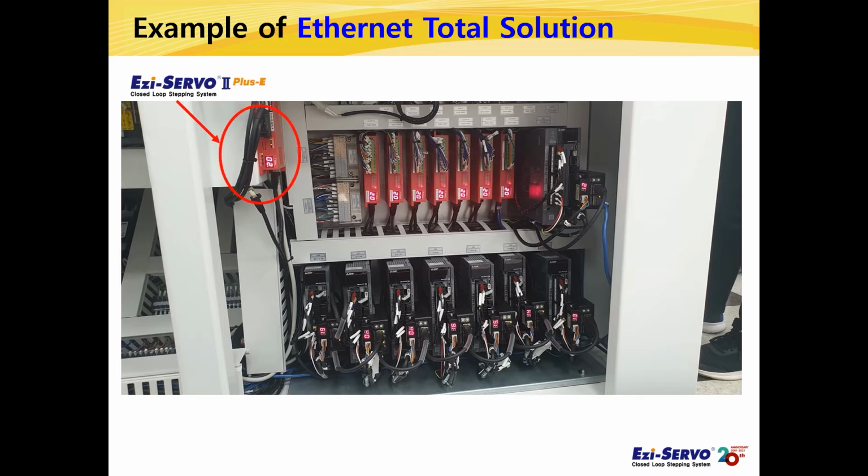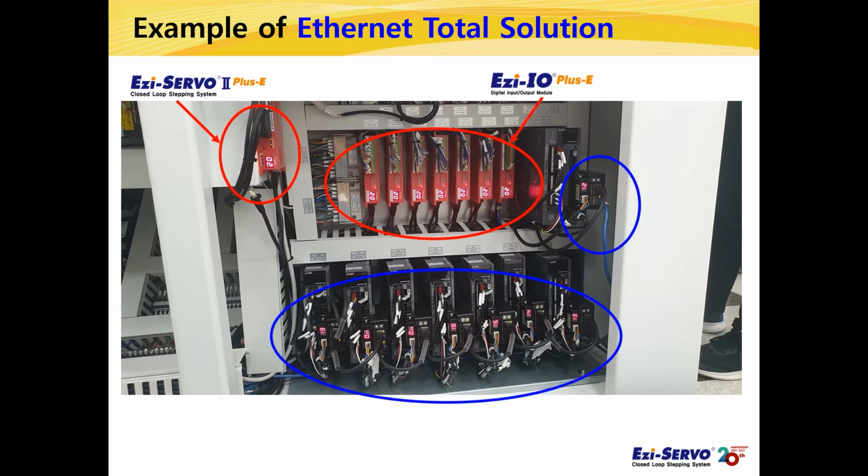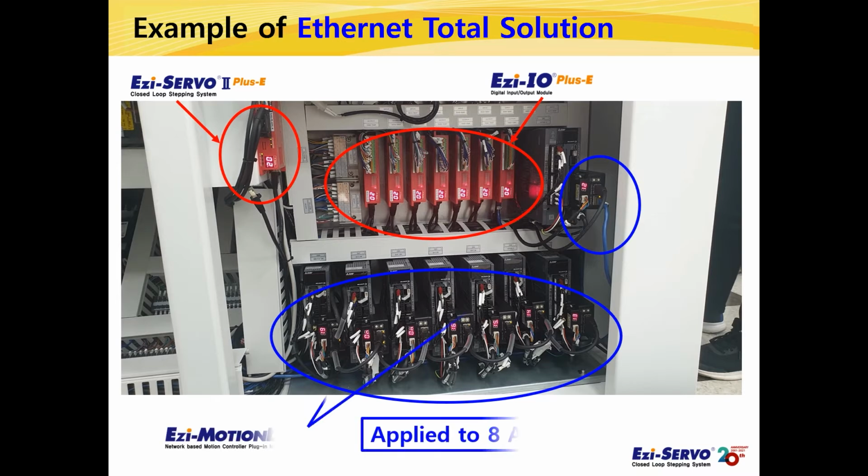FASTECH's Ezi-SERVO 2+E, which is stepping motor, Ezi-IO Plus-E, which is digital I/O module, and Ezi-SERVO are applied to this machine. As you can see, Ezi-MOTIONLINK, which is a 1-axis motion controller for Ezi-SERVO drive, is directly connected to a total of 8 axes of Ezi-SERVOs.